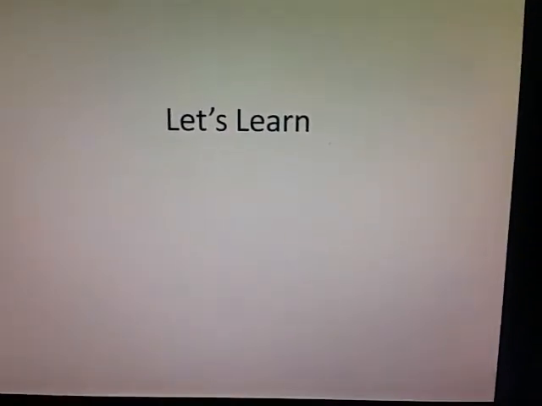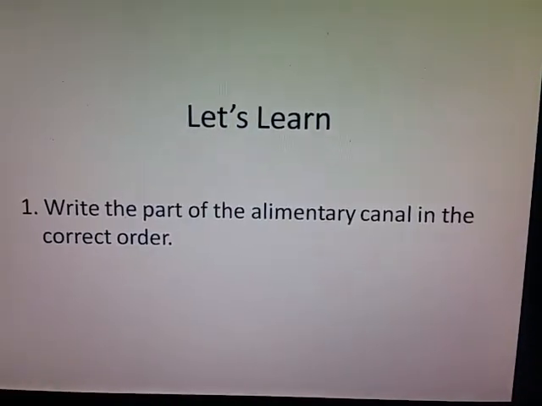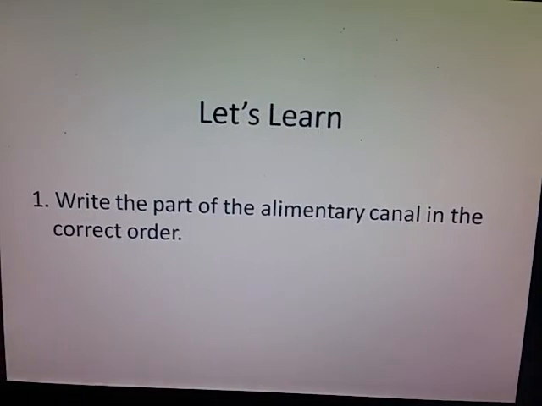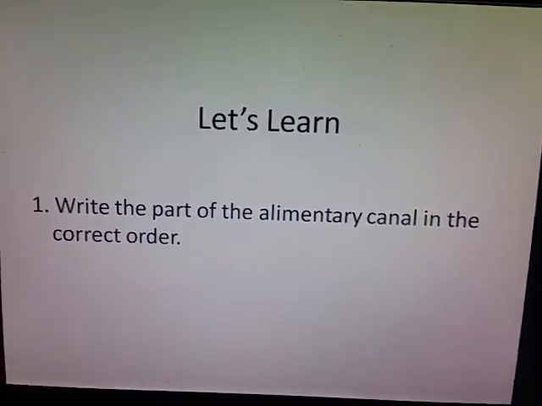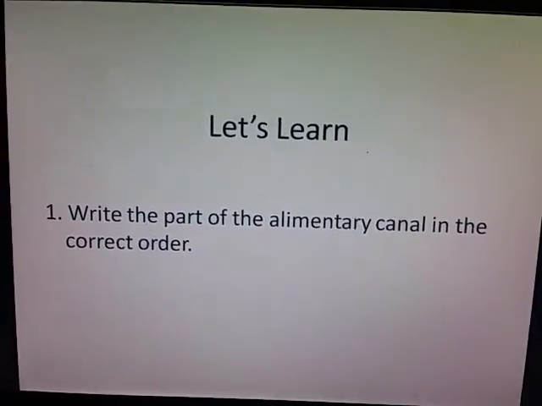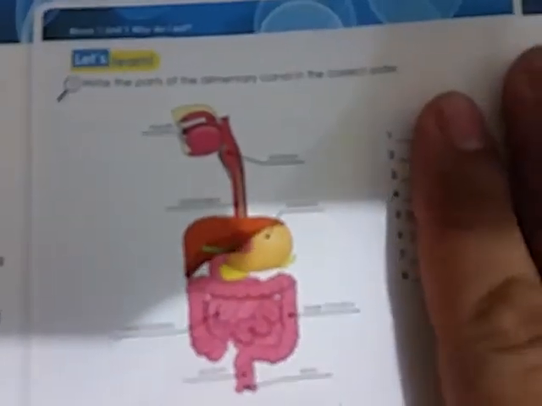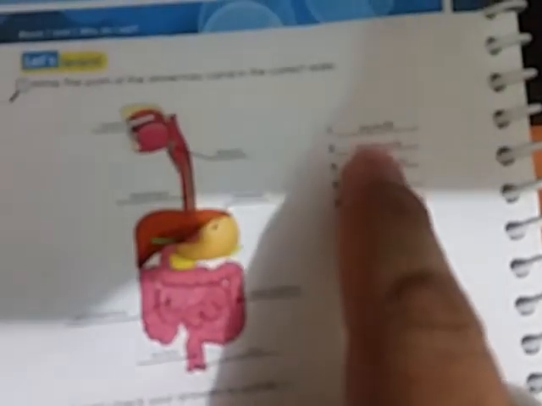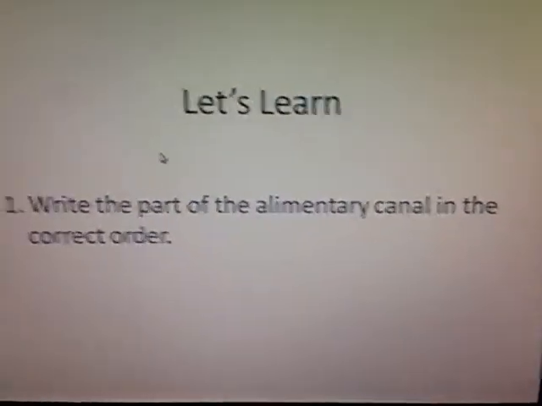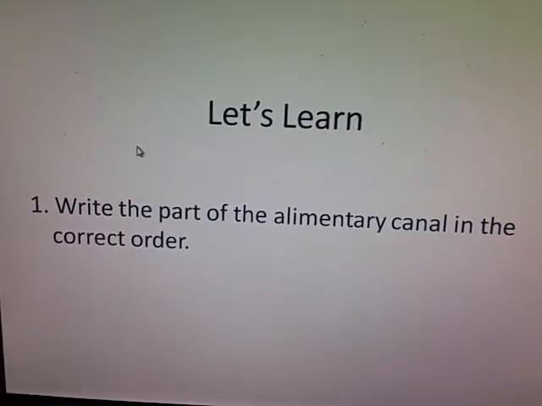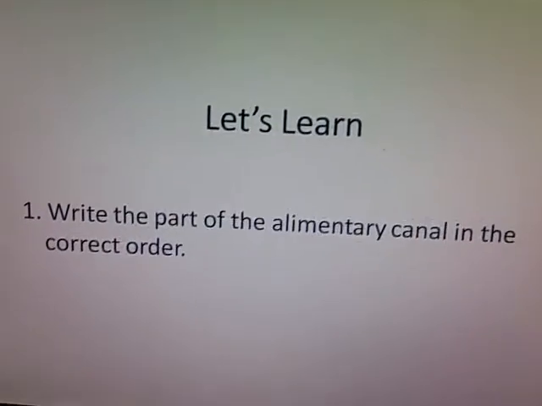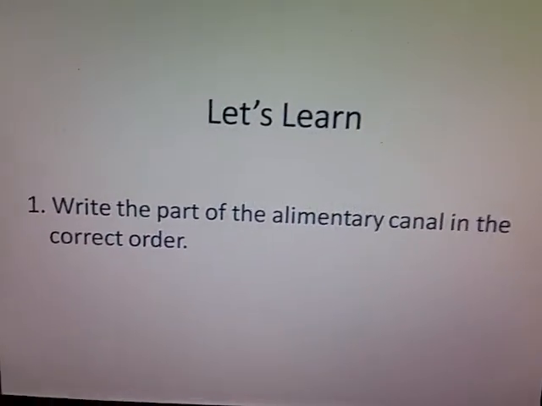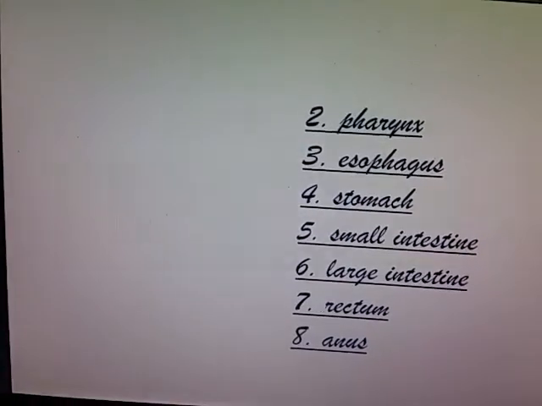Let's go to the spot that says, Let's Learn. It says, number 1, write the parts of the alimentary canal in the correct order. They're talking about this picture. And you have to display all your answers over here. And don't worry, Mr. Zuniga will be helping with those answers. But I want you to be very active on this and try to use my help as little as possible. So let's go over this.